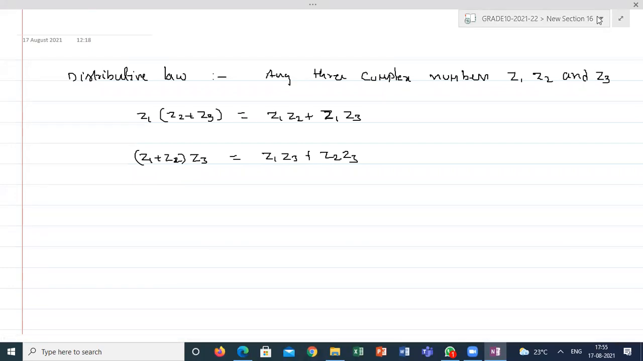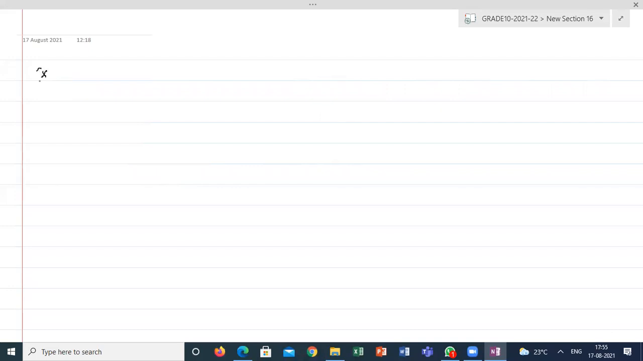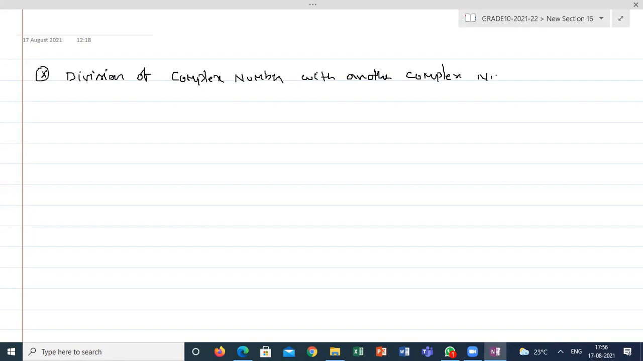Shall I go for the last operation before going to the numericals? What is the one more algebraic operation remaining? Multiplication is over, addition is over, subtraction is over. What is remaining? This concept we can do in simple ways.